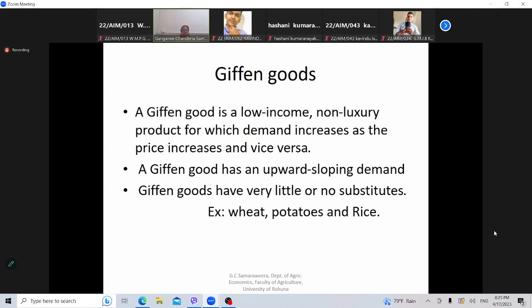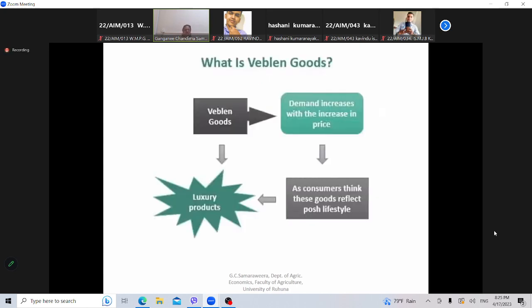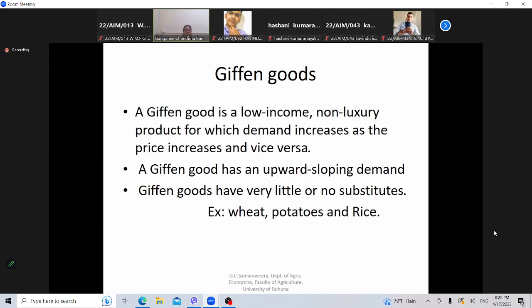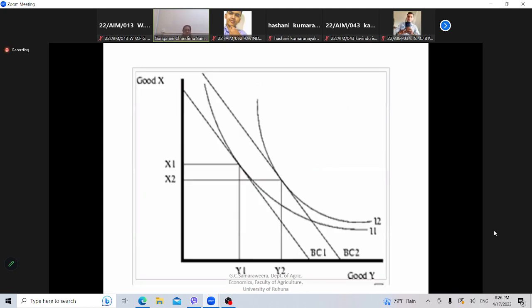Okay. So the difference between Giffen goods and the Veblen goods we discussed: here they are luxurious goods, but Giffen goods are not luxurious, but in the same way demand increases when price increases. Okay. So I'll just give you a small homework.